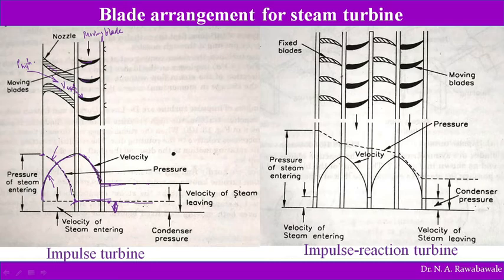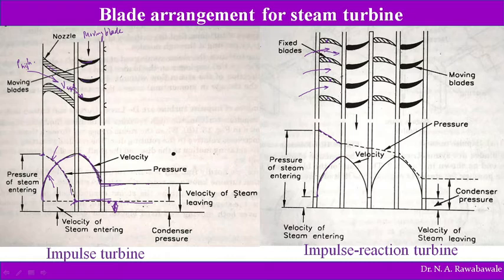Now looking at this impulse reaction turbine. These are the fixed blades, a set of fixed blades. Steam is passed through the set of fixed blades, and this set of fixed blades acts as a nozzle. When the steam is passed through the nozzle, the velocity of steam increases and pressure gets reduced. Now we can see here the velocity increases gradually, whereas pressure decreases.